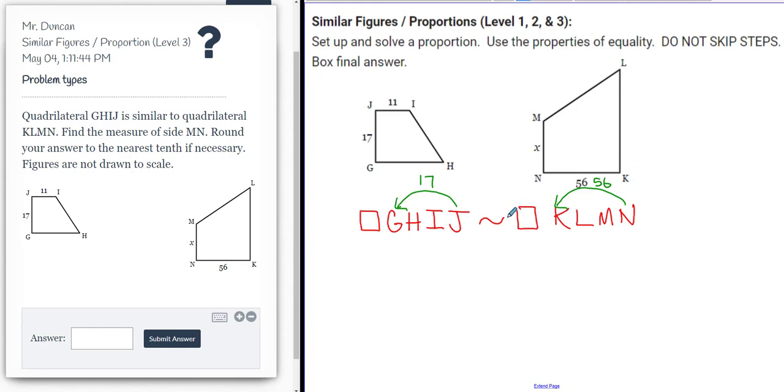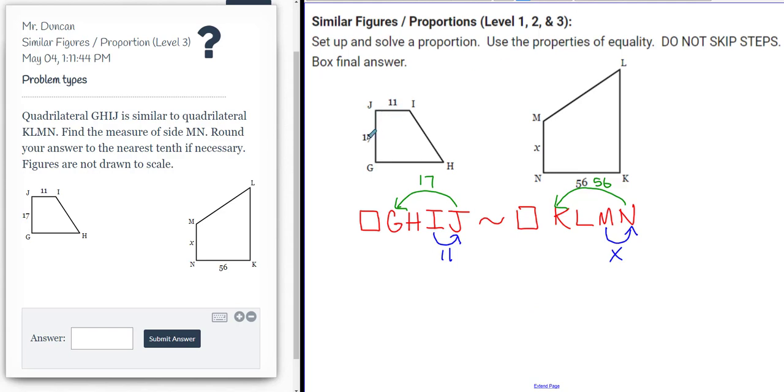Let me go ahead and switch over to blue now. The next side: I to J, or J to I, it doesn't matter. I'm going to go from I to J. The length from I to J is 11. So if I go from I to J, I would have to go from M to N. And again, you don't have to draw these arrows. This becomes pretty commonplace over time. So going from M to N, I have a length of X.